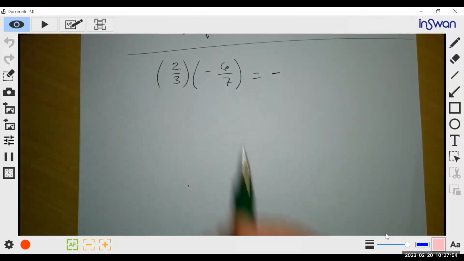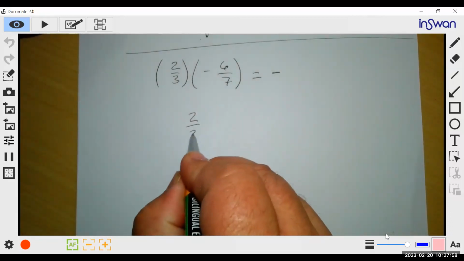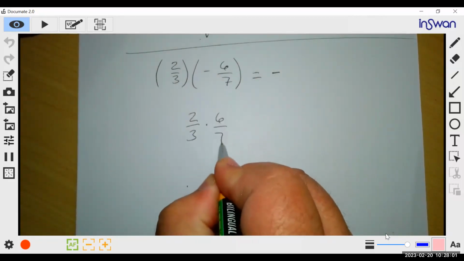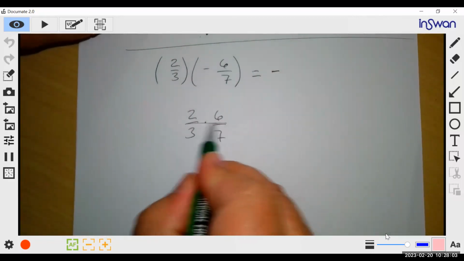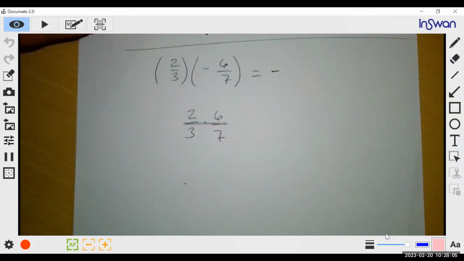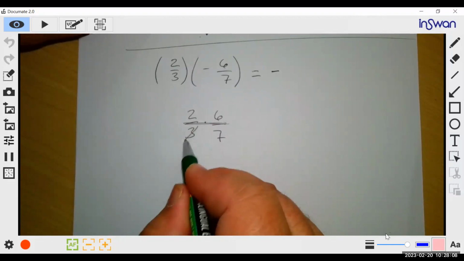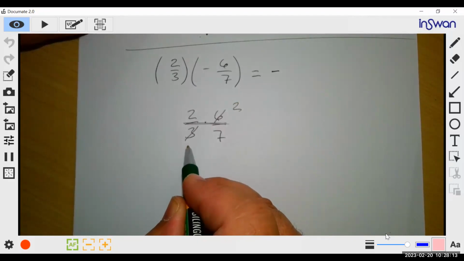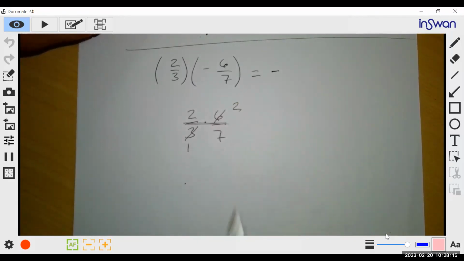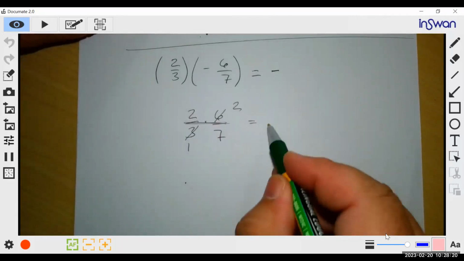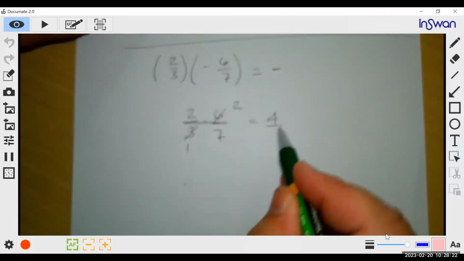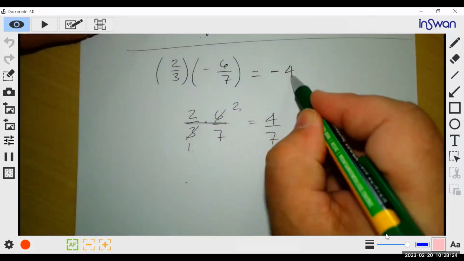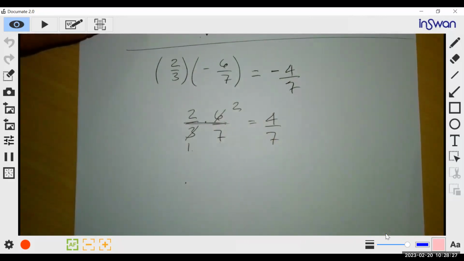What does that mean? Can anything on the top cancel with anything on the bottom? Doesn't 3 go into 6 2 times? 3 goes into 3 once. Nothing else cancels. So 2 times 2 is 4. 1 times 7, 7. So the answer is -4/7.